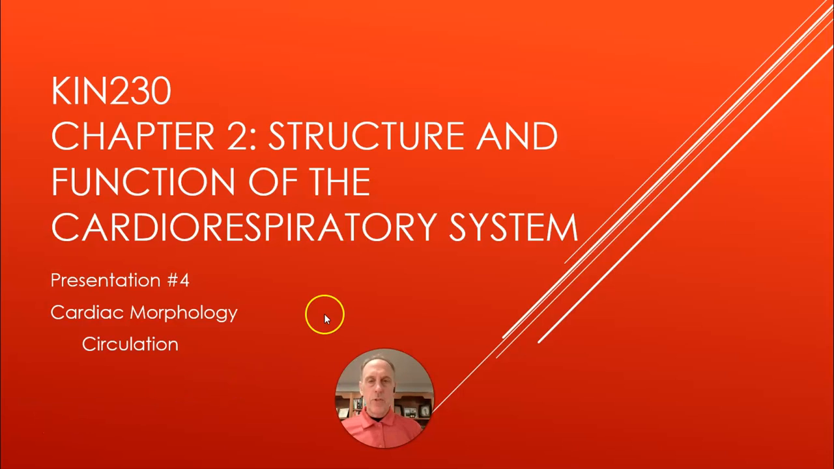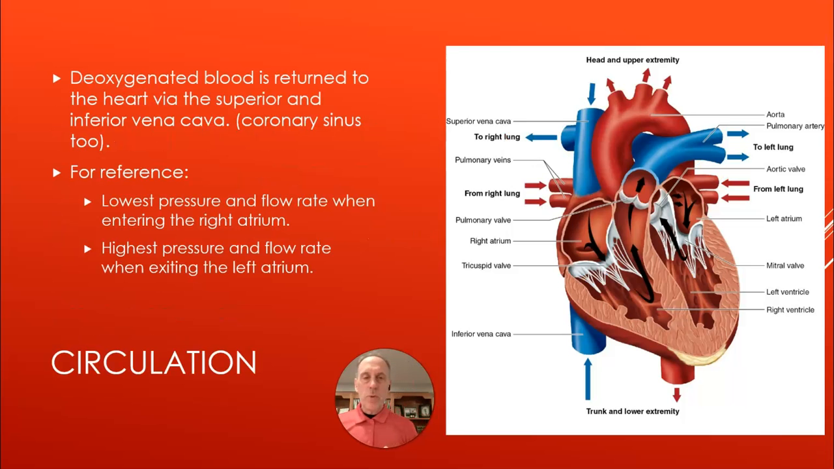Okay, here we go. Kinesiology 230, still chapter 2, talking about structure and function of the cardiorespiratory system. This is presentation 4. We're going to basically do a review of some of the material we just went over regarding cardiac morphology, and then also talk a little bit more about circulation. So it's going to be a little bit of a retread, but there's some new info in here as well.